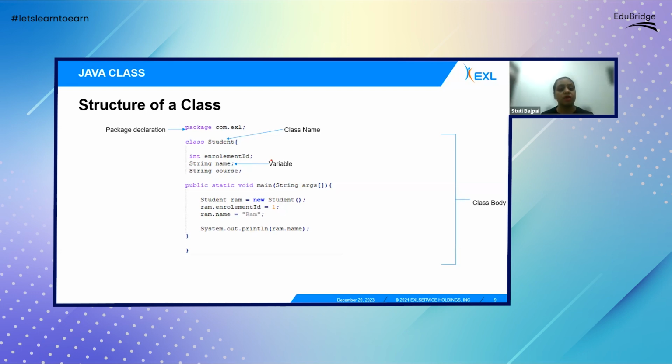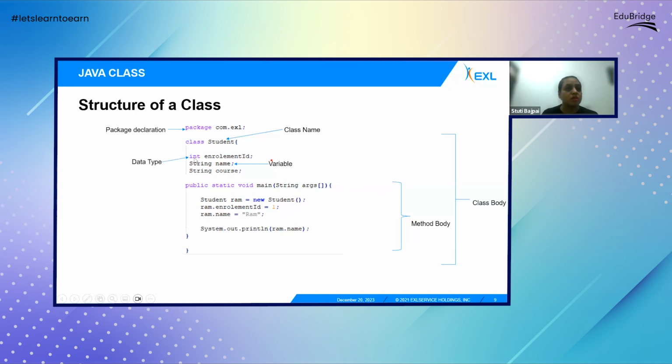Then there is a variable, which contains data required by this class. We have the method body. Again, we have the method signature, and then in the braces, all the functions that we need to perform in that particular method are kept in the method body.